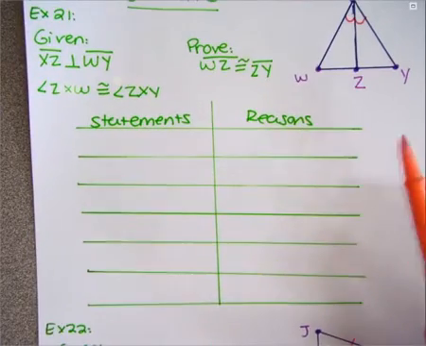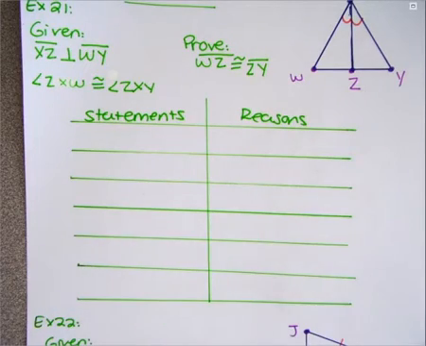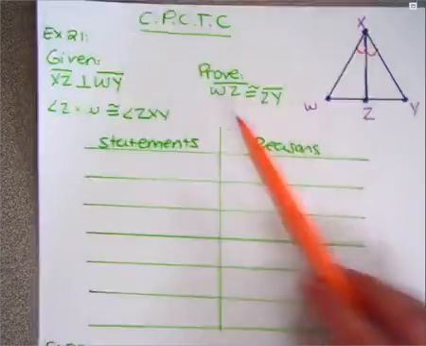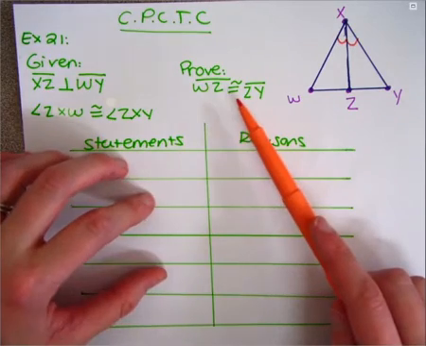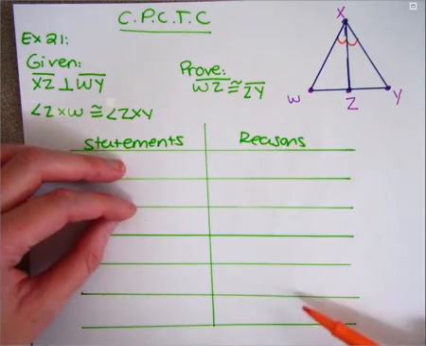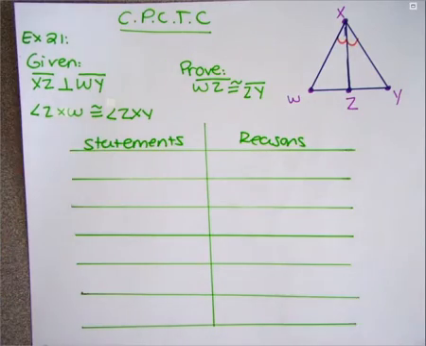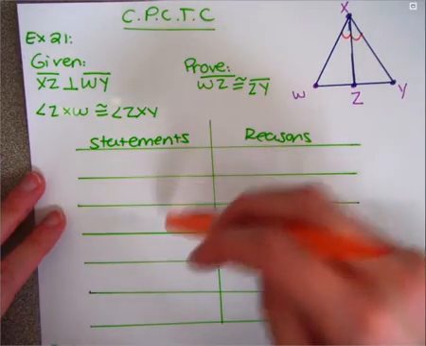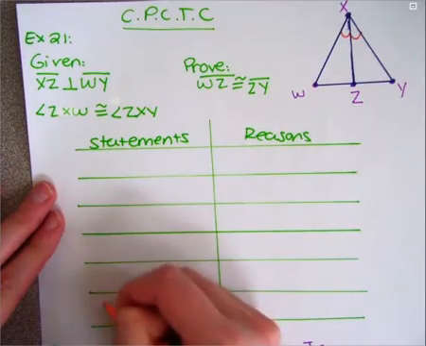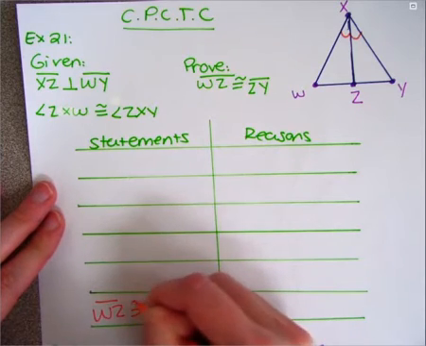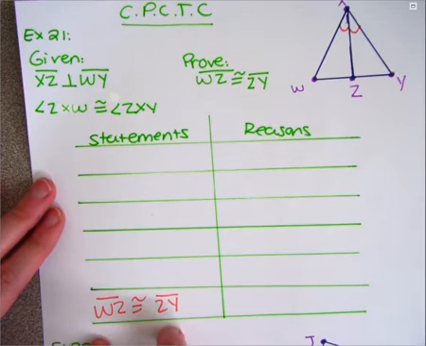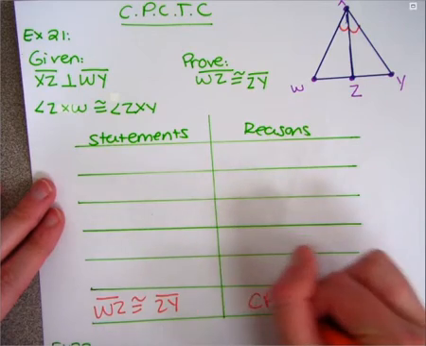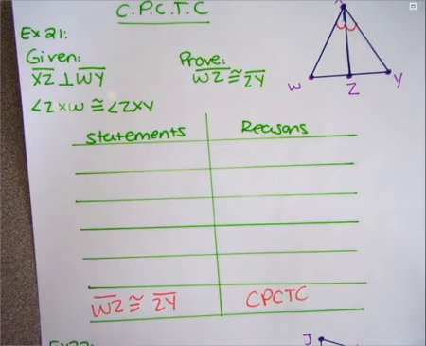Basically, I can already set up my proof, because when you have triangles and you're not proving they're congruent, your reason, like 95% of the time, is going to be CPCTC. So I already know that my final statement is that WZ is congruent to ZY, and since this is not one triangle being congruent to the other triangle, I know that my reason has to be CPCTC. Has to be.